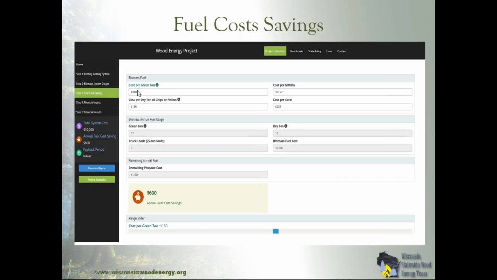So this is the next page down here. You put in your cost per green ton. So basically green wood, so we're not talking about green as in really wet wood. It's what the moisture content is as purchased. So if you're buying wood pellets at 6% moisture, that's the cost you put in here. And what it does, it figures out the cost as if there's no moisture in here for its calculations.